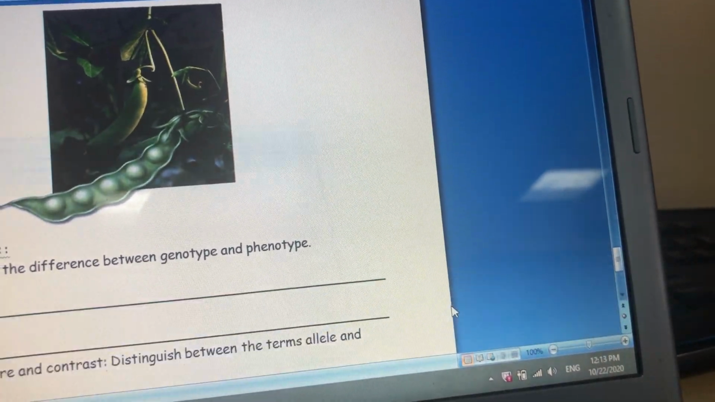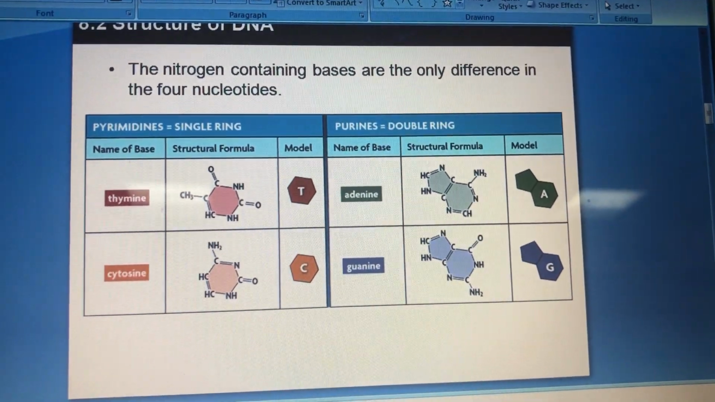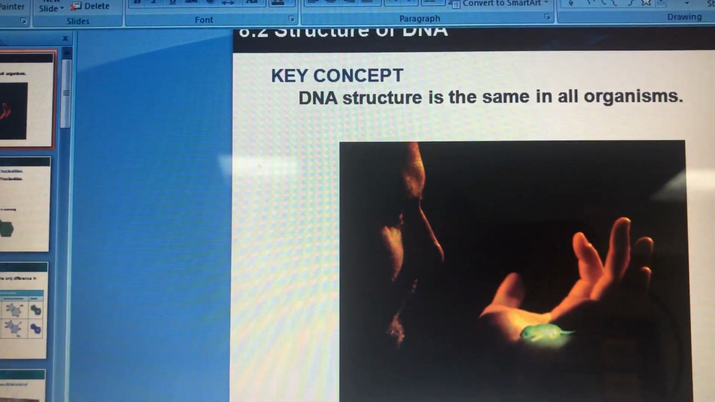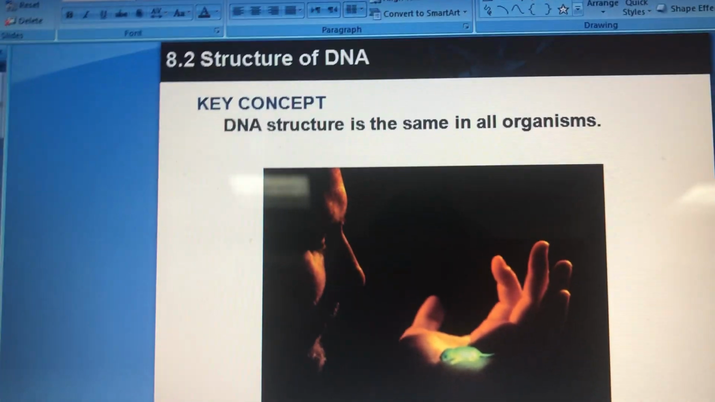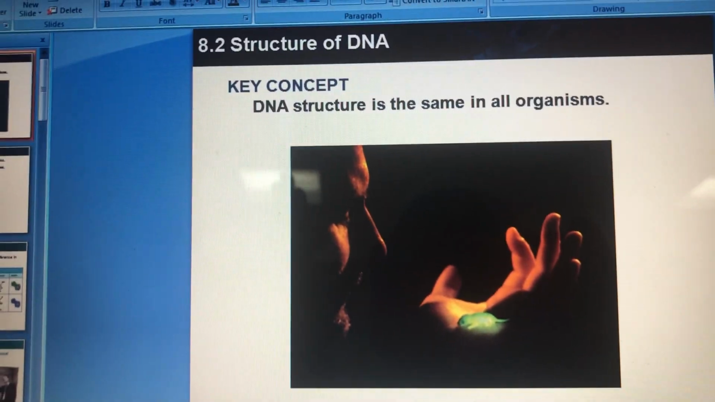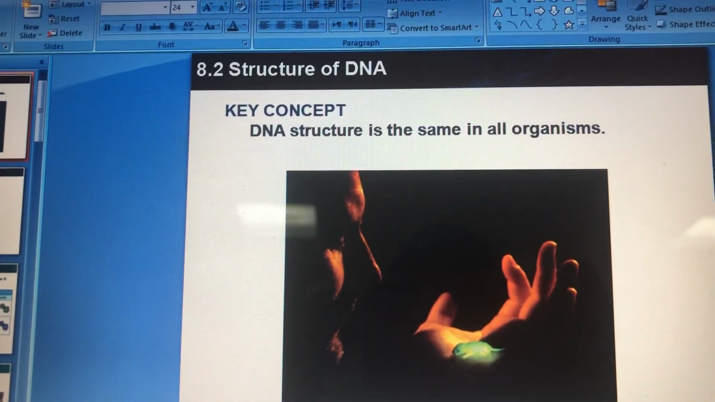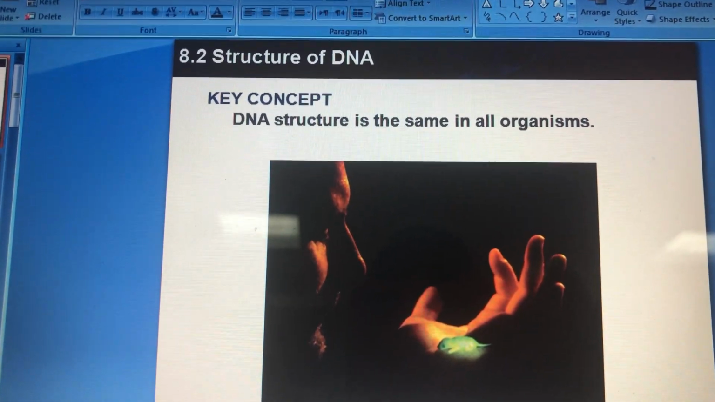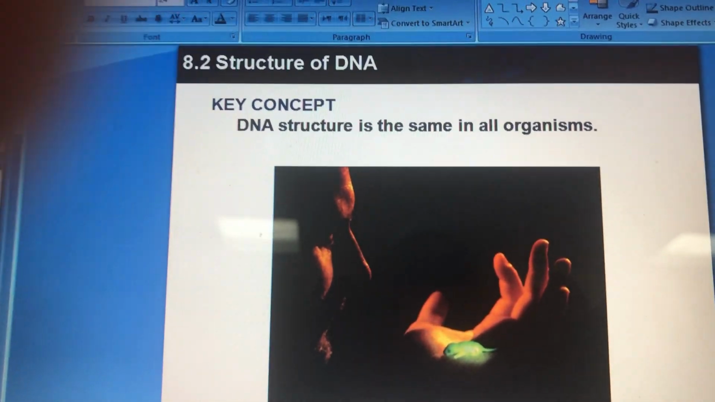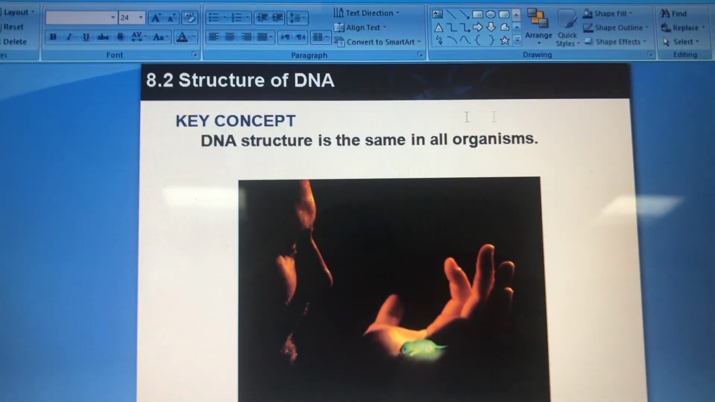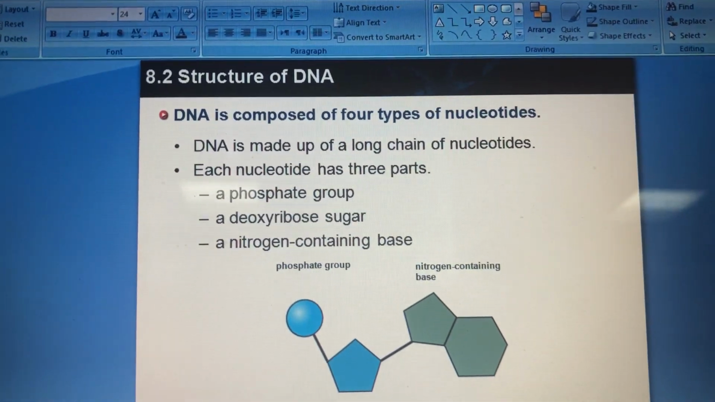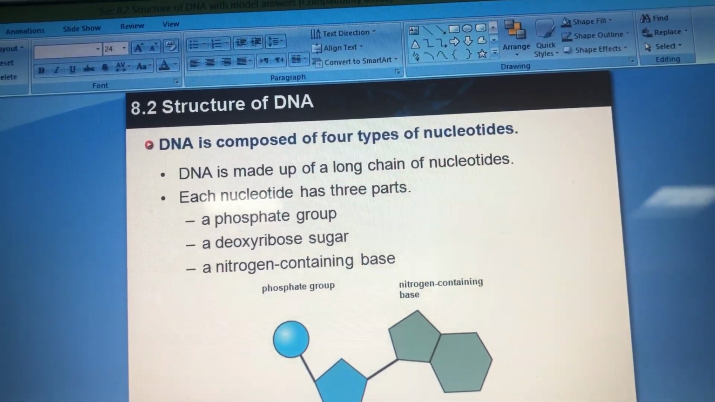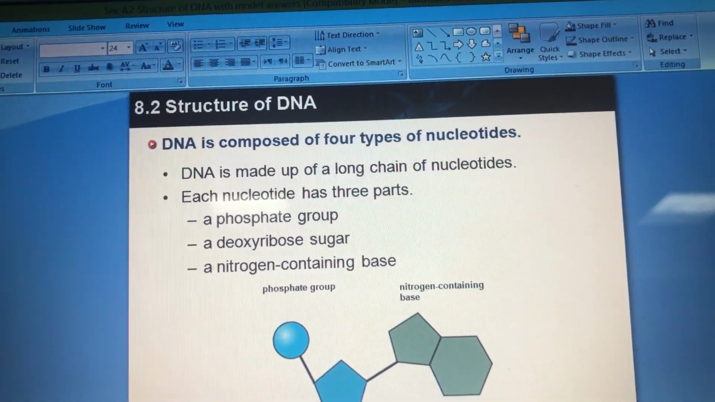Now in 8.2, we will come to the last section, which is the structure of DNA. After these scientists found out about the DNA, they identified it as genetic material. Some scientists started to study the structure. So DNA is mainly a nucleic acid. It is a polymer called a nucleic acid, and it is a carbon-based molecule.